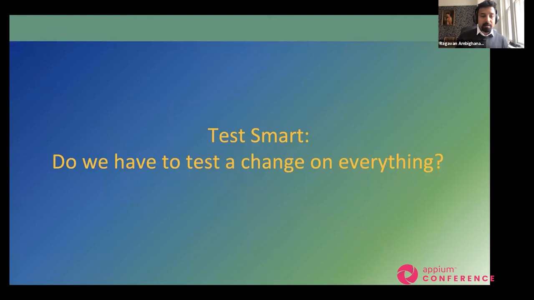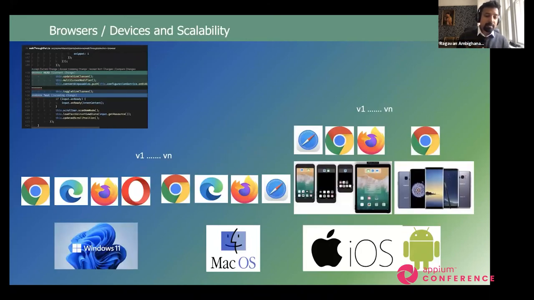The next one is test smart. Do we have to test the change on everything, right? Testing never ends, it only stops. So how smart can we test, how cost efficient can we test? For example, you have a change. Do you have to test on every browser on Windows, every browser on Mac, every browser on mobile devices, on iOS and Android? You will never finish that. It'll be insane to do that. It's not smart. So the way I normally say is, first, test your change on a browser that converts more, and then take a small subset and test it on other browsers.